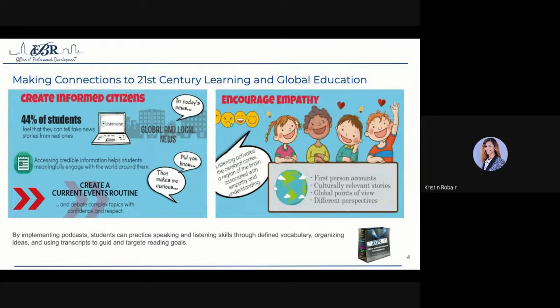How does this make connections to 21st century learning and global education? As technology advances, we as an educational team have to catch up with what students need. One of the things that we know about podcasts is that it can create informed citizens, right? Currently our world focuses on so many different things as it relates to news clippings or fake news. Students hear a lot of these news articles or news media reports on social media, through the regular news, as well as possibly reading magazines or newspapers, right? And so listening to podcasts gives them that credible information that helps students engage with the world around them.